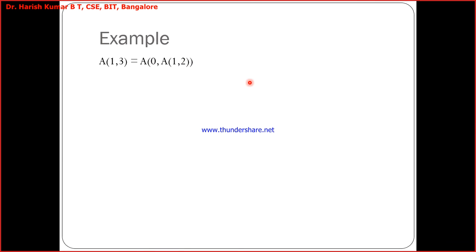I got this. Next I have to find the value of a of 1 comma 2 recursively. Which equation is this matching among those three? See, a of 1 comma 3, I defined it like this. Now again a of 1 comma 2 I have to define, yes or no? Now a of 1 comma 2 is defined something like this. Which equation is this matching now?